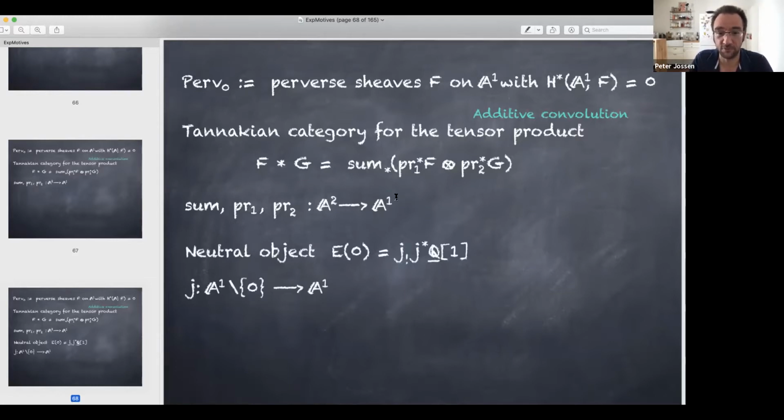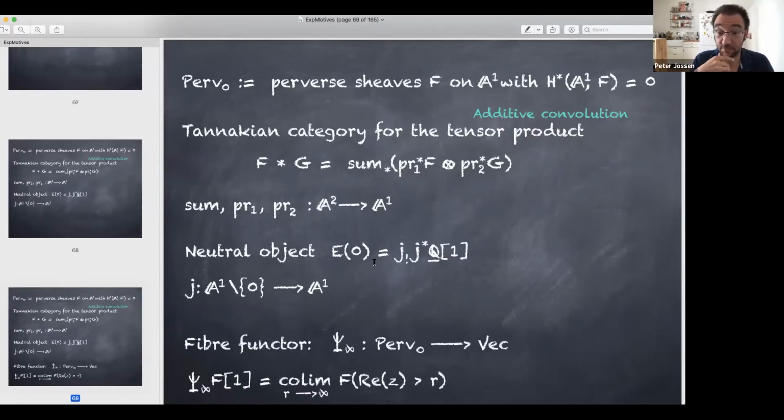It is the constant sheaf on the complex plane, except where we have killed the stalk at 0. So you take the constant sheaf, restrict it to the plane minus 0 and extend it by 0 back. So that's the neutral object. And there's a fiber functor which takes a perverse sheaf, writes it as a sheaf shifted by 1, and then what you do is you take the colimit of the sections of the sheaf on the open half plane real part larger than Z. And you see here a little bit resurface already the definition of rapid decay cohomology. So this fiber functor also has a name.